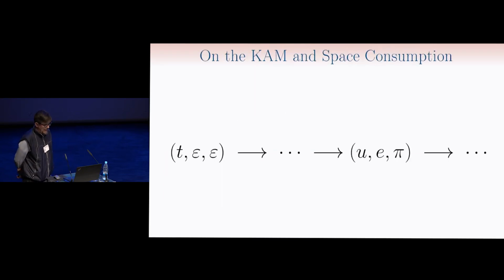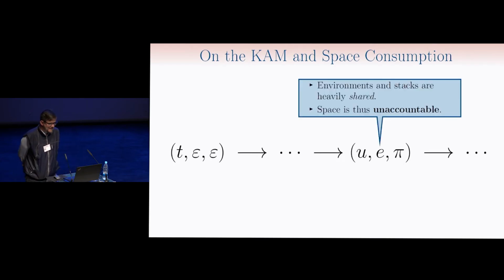Very good. So now, let's take a look at space, because we would like to do more or less the same thing, but with space. The point is that if you take a look at one computation in the Krivine abstract machine, and you focus on your beloved intermediate configuration U, E, pi, you would like to say how big it is. The point is that you use sharing, right? You want to use sharing because this way you are efficient as far as time is concerned. But if you use sharing, space becomes essentially unaccountable.